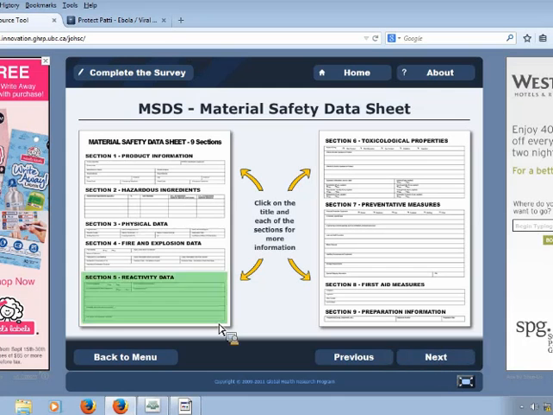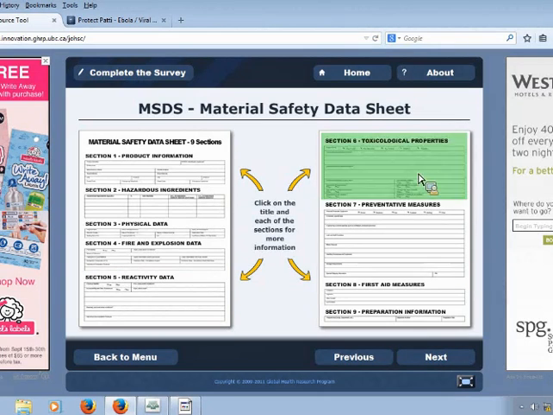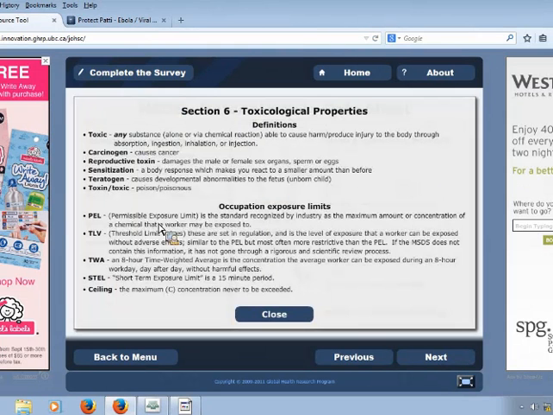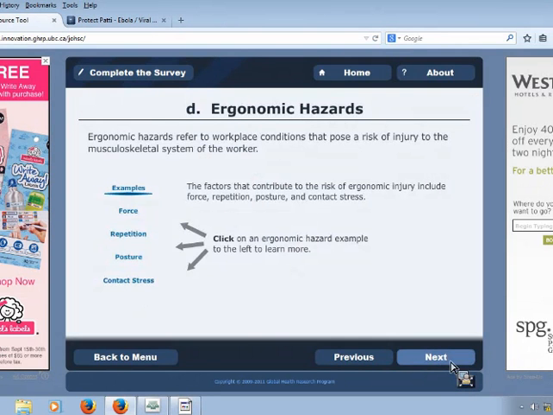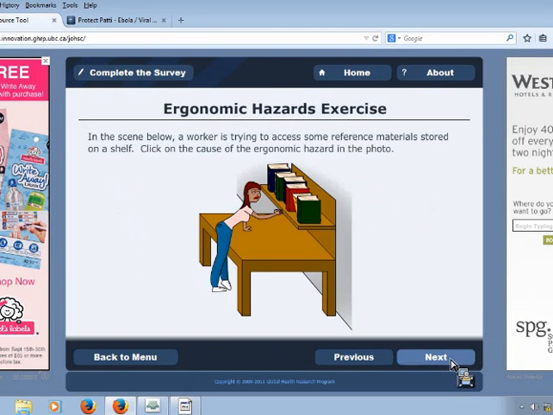By law, there have to be material safety data sheets for all chemicals in the workplaces. You can click on these and get more detail on certain things like reproductive toxin, sensitization, and so on. The ergonomic hazards, you can play with the examples if you want. But all of these are easily remedied.